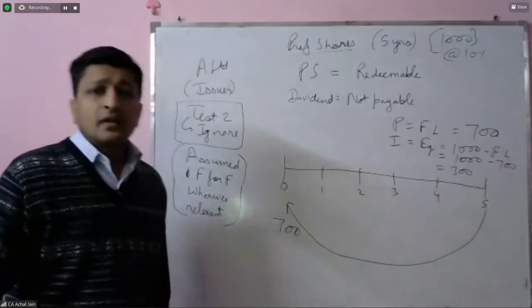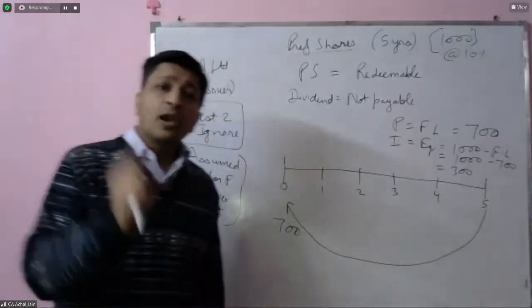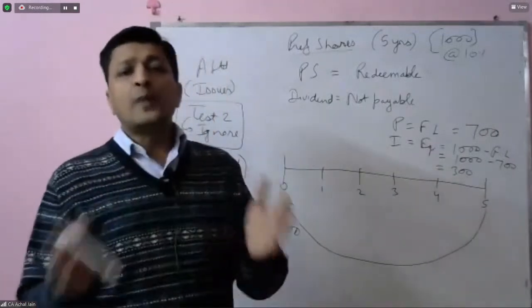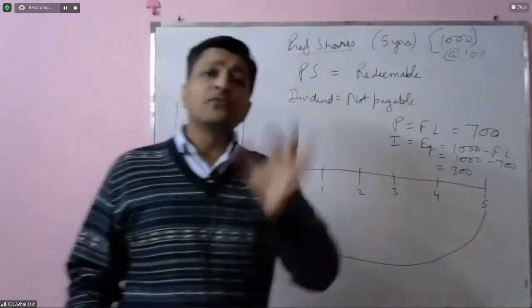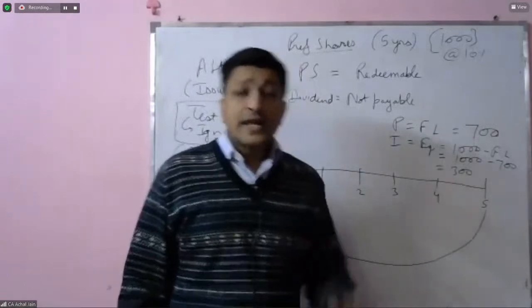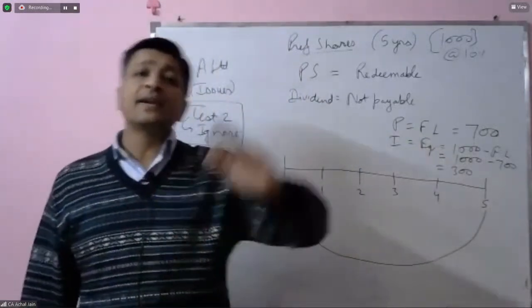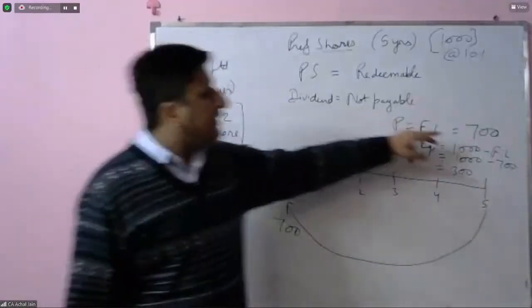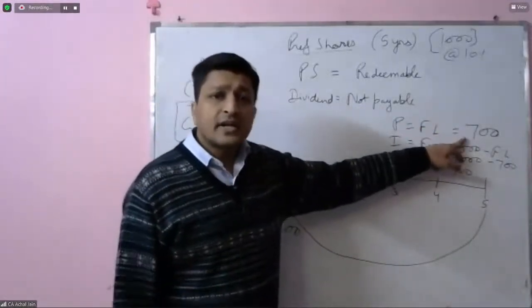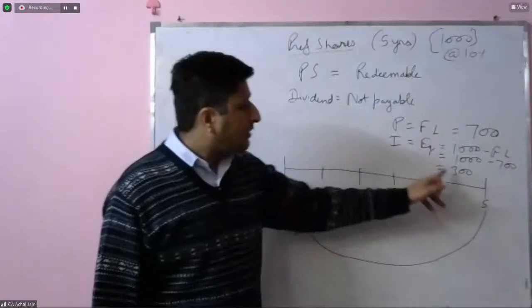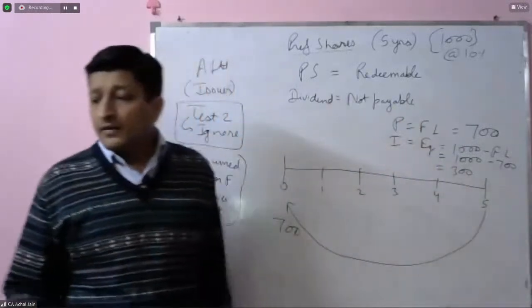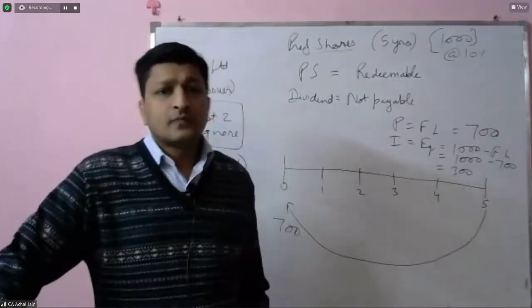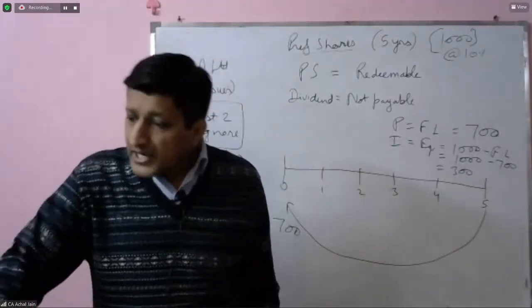Which means that the issuer will always segregate a compound financial instrument into two parts, and both the components will be recognized separately. Financial liability equivalent to 700 in the financial statements and equity equivalent to 300 in the financial statements. Okay, clear?